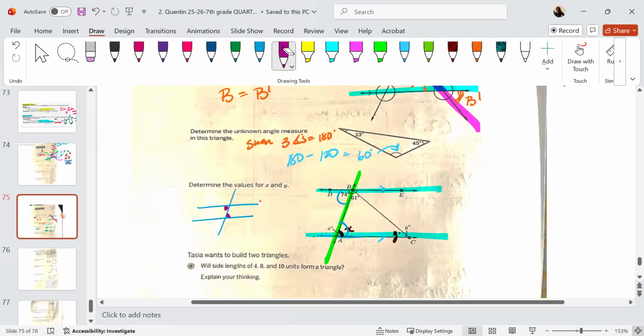Alternate means opposite. They're interior angles, and they're congruent. Alternate interior angles.